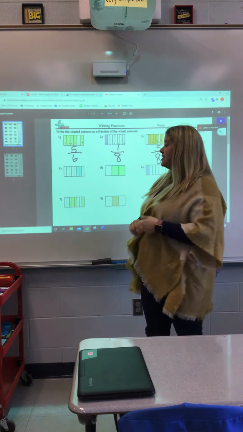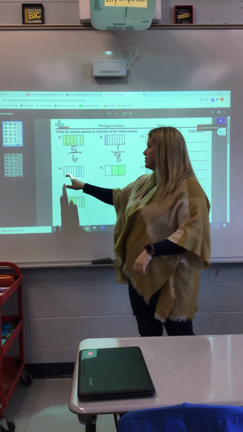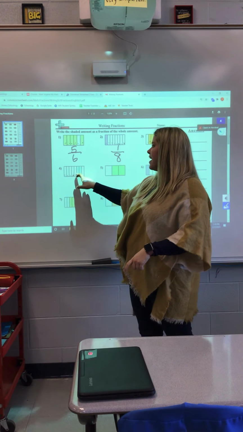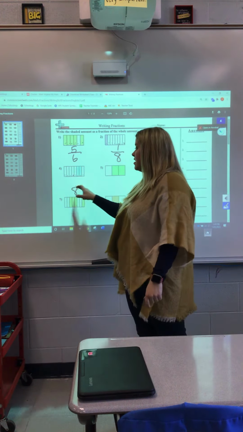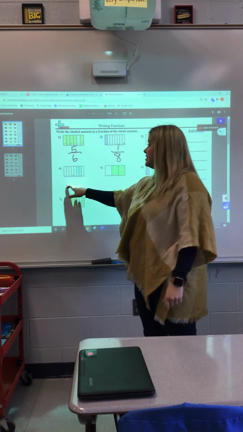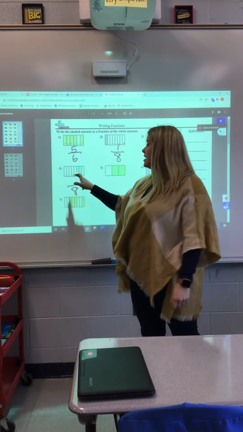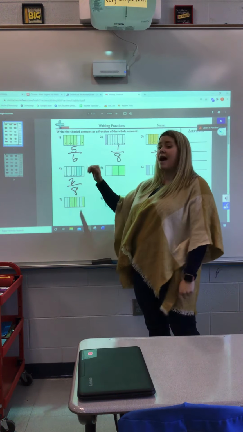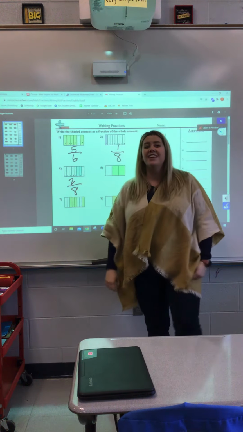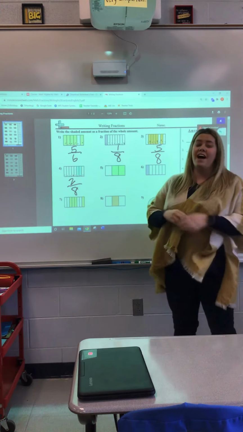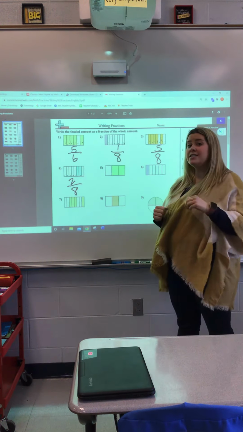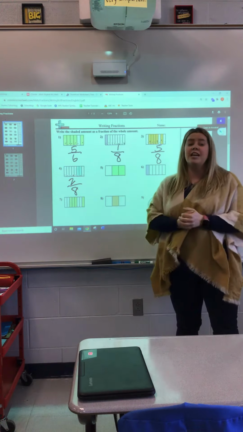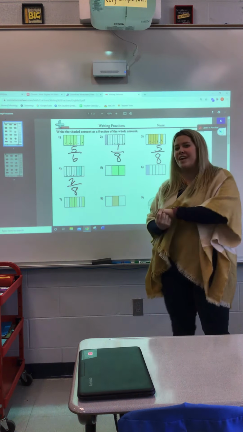All right, did you get it? Let's count. 1, 2, 3, 4, 5, 6, 7, 8. My denominator is 8. How many parts are shaded? 2. So my shaded fraction amount is 2/8. All right, now let's try number 5. I want you to pause the video, figure out the shaded fraction, and then come back and we'll check it.